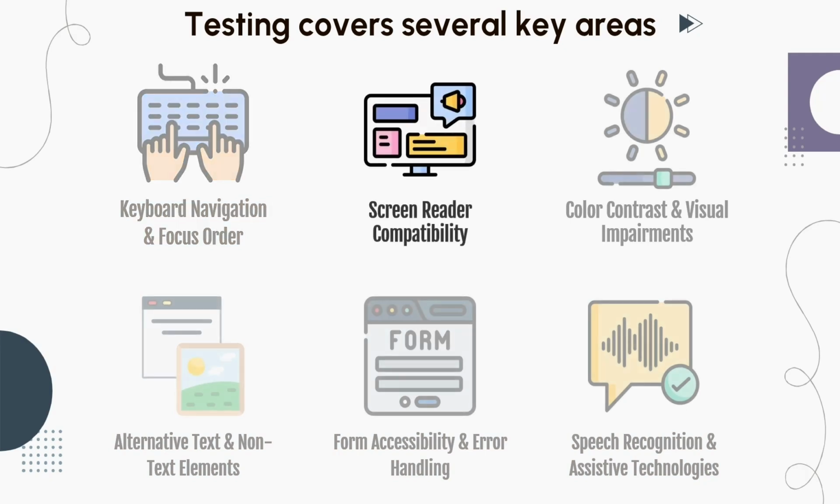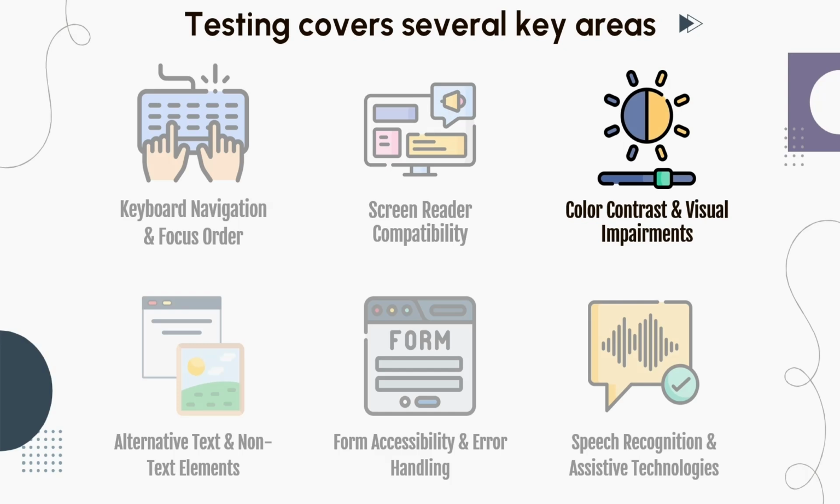Next, we have screen reader compatibility. This aspect ensures our content is accessible to users relying on screen readers, which read text and describe elements aloud. We focus on using semantic HTML, ARIA roles, and alternative text for images to enhance the experience for visually impaired users. The following aspect is color contrast and visual impairments.